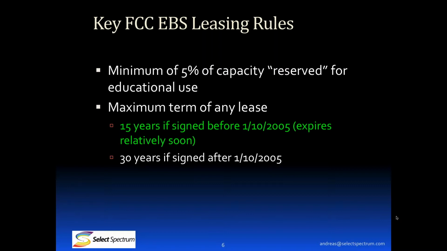The maximum duration for any lease signed today is 30 years, but any lease signed prior to January 10th, 2005 has a maximum term of 15 years. So if a lease was signed in 2003, it would expire in 2018, regardless of what the lease states.